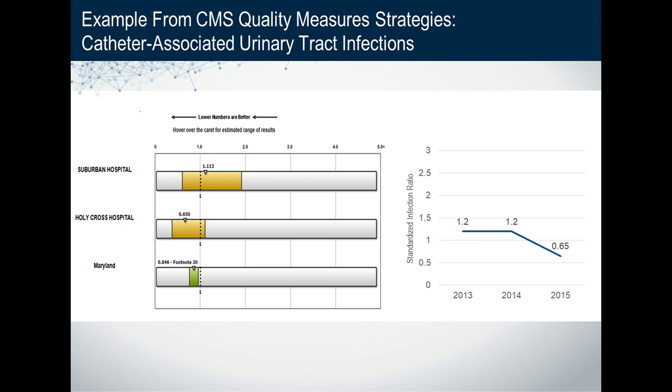A more recent example is from CMS. Between 2013, when CMS began posting hospitals' rates of catheter-associated urinary tract infections, and 2015, the rates of those infections declined by 46%, again highlighting how powerful a tool provider feedback can be.